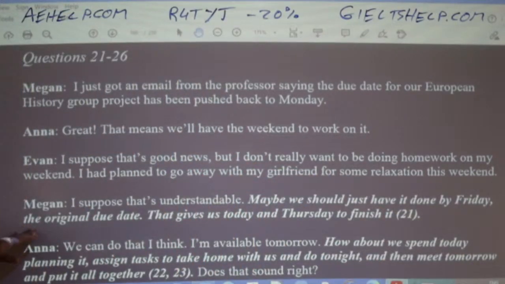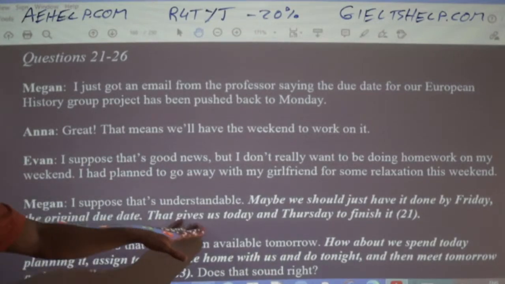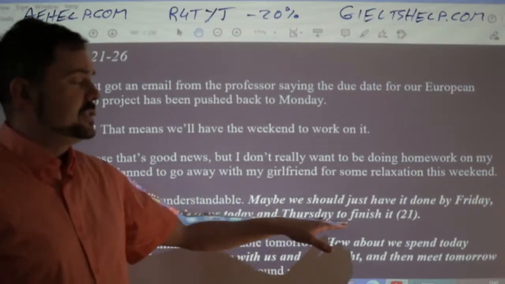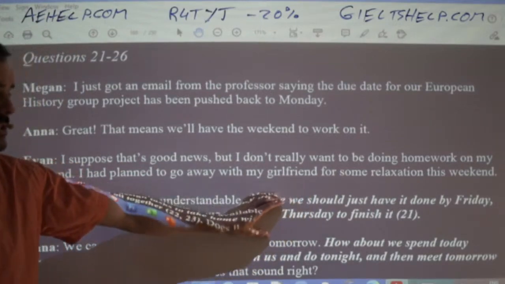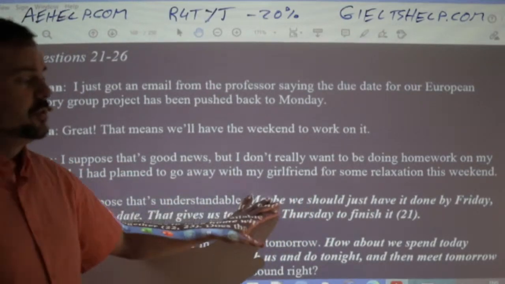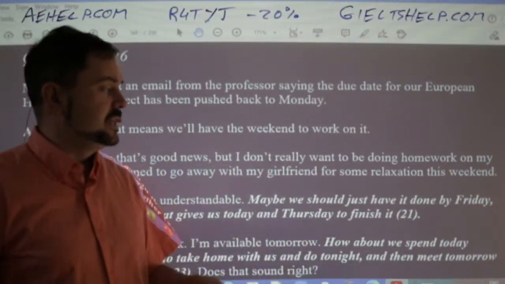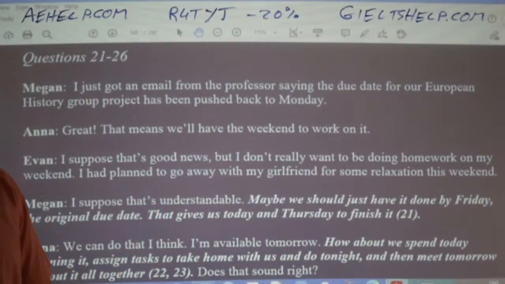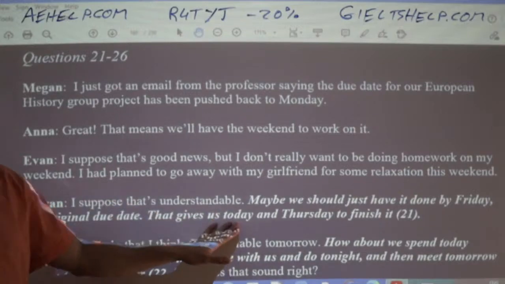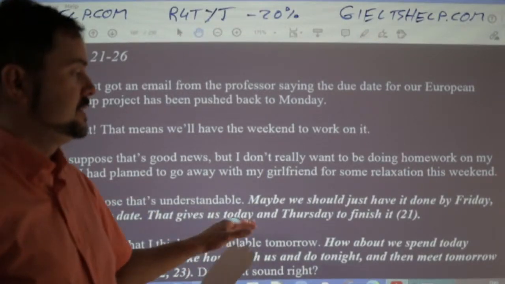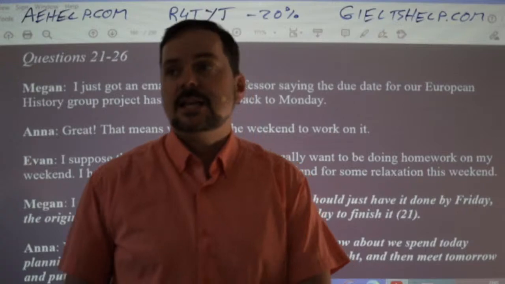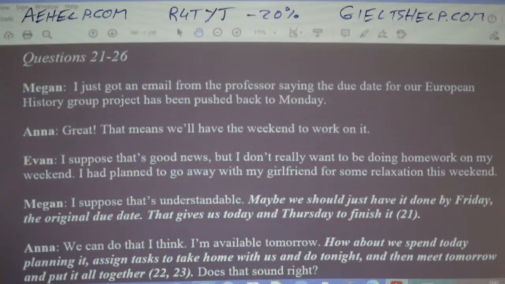Megan says the original due date. Okay, so that gives us today and Thursday to finish it. So this is where the answer is coming from. Okay, so here they say, let's finish it by Friday. It gives us today and Thursday to finish it. So if they have today and Thursday to finish it, today must be Wednesday, right? Wednesday, Thursday, and then hand it in on Friday.